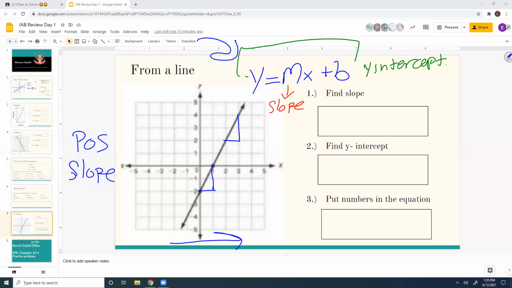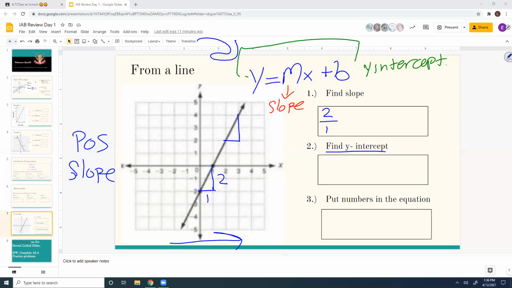What's my run? Rise is 2, run is 1. Very good. So if I write it as a slope fraction in this box over here, it's going to be what over what? Rise over run. What did we say our rise was, Isaiah? 2 over 1. Very nice. And then we need our y-intercept.